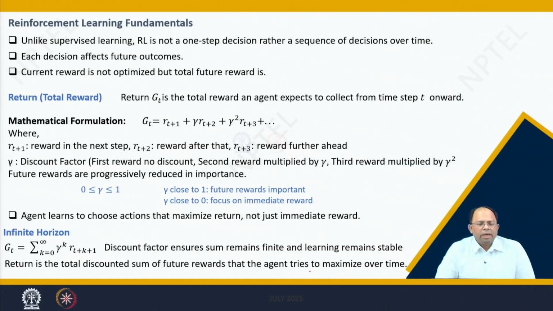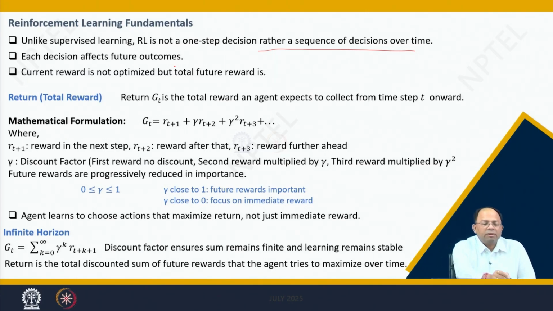So now talking about some basic fundamentals before we move into the equations or mathematical formulations. Unlike supervised learning, RL is not a one-step decision, rather a sequence of decisions over time. So this is the first fundamental difference, and each decision affects the future outcome. Not all steps lead to the final outcome, and the current reward is not optimized, but total future reward is.